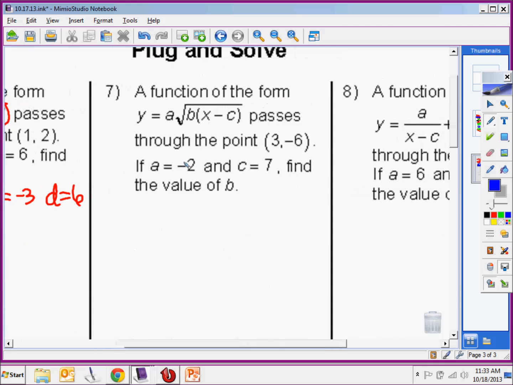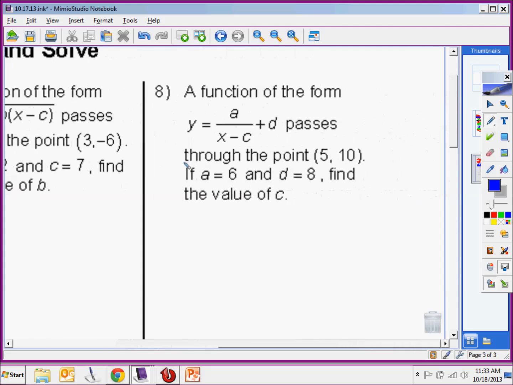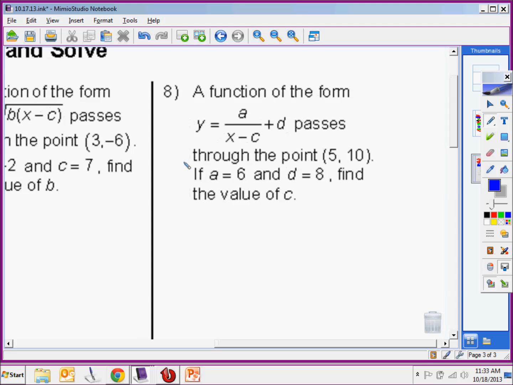I want you to do 7 and 8. Hint for 8: make sure, how do we get rid of this out of the denominator? You multiply by its reciprocal. So to get this out of the denominator, when it gets to this point, what are you going to do? Multiply by the reciprocal. I knew y'all were smart. I knew it.